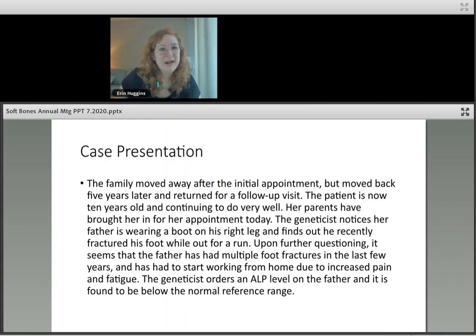And he says that he recently fractured his foot while he was out on a run. Upon further questioning, it seems that the father has had multiple foot fractures in the last couple of years, and he's actually had to start working from home due to increased pain and fatigue. And this has all happened in the last couple of years. When the geneticist first met them at their initial appointment, both parents were healthy, they both were active, they both had jobs and didn't really have any health problems. But the father of this patient continued to show some worsening over time and getting these multiple fractures. So the geneticist, of course, orders an ALP level on the father, and it is found to be below the normal reference range.